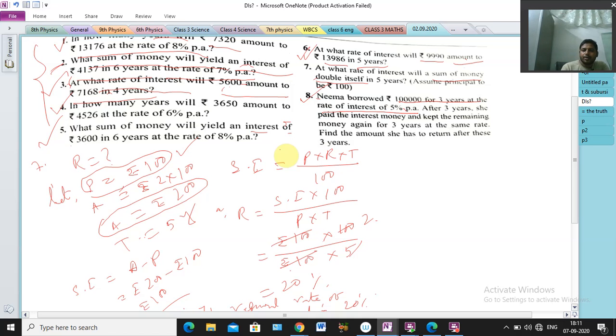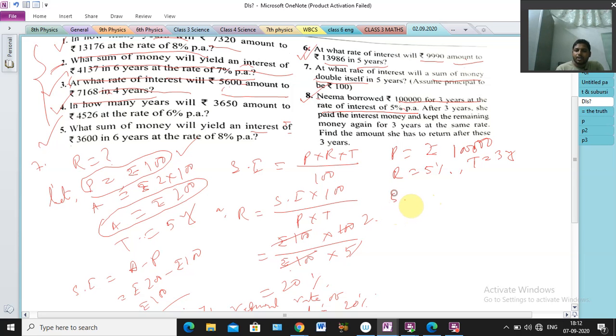See, at first the principal given is 1 lakh. Rate of interest is 5%, time is 3 years. She paid the interest money. So these are the things.